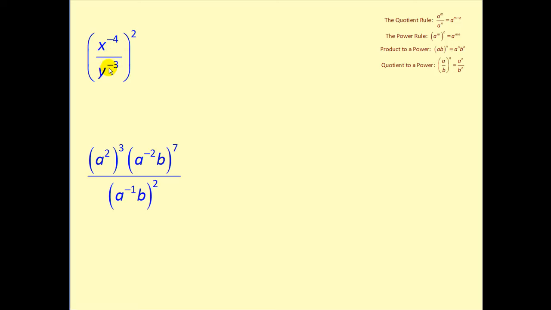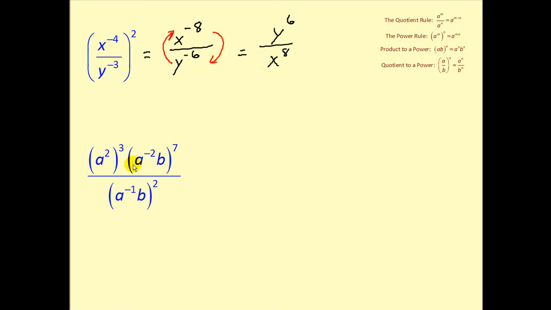Here we have powers raised to powers, so we are going to multiply our exponents. This would be x to the negative 4 times 2, that's negative 8th, and y to the negative 3 times 2 would be negative 6th power. So now if we move this across the fraction bar and move this up, so we'd have y to the 6th in the numerator and x to the 8th in the denominator.